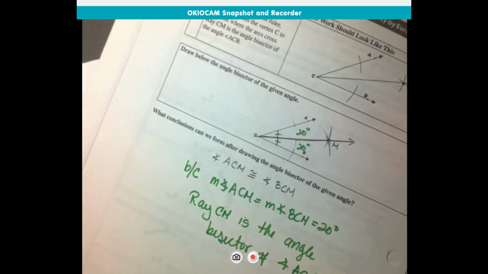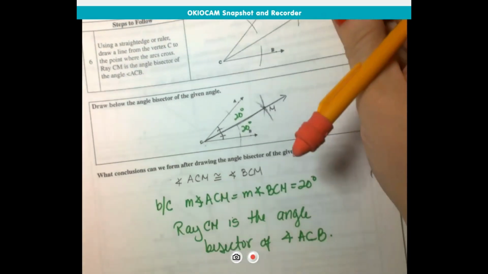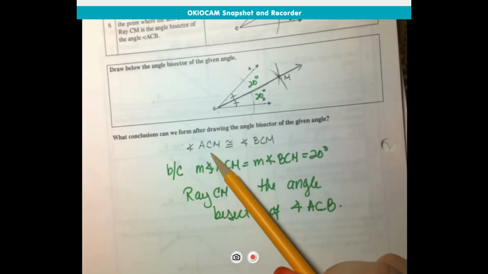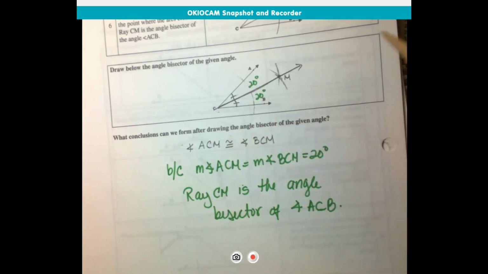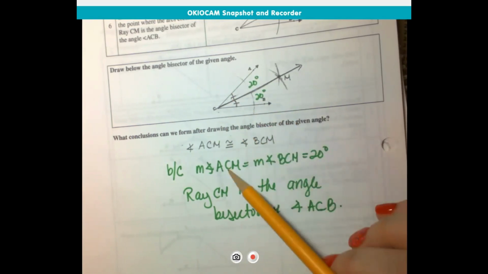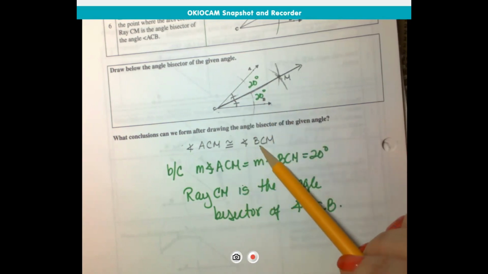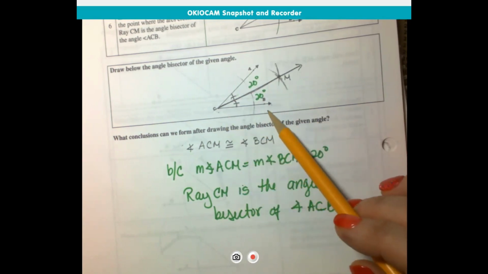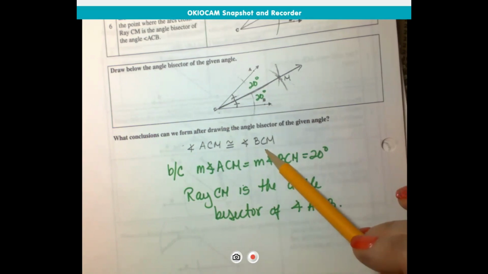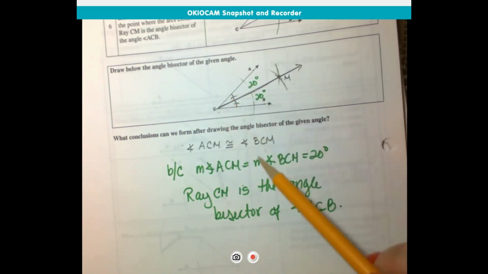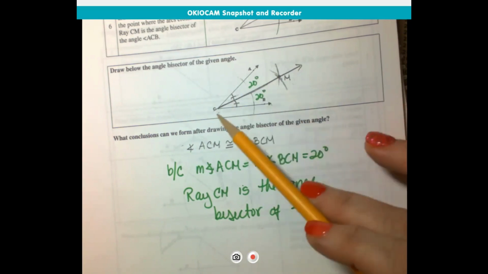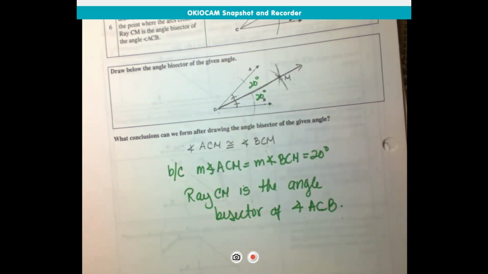And then what you need to conclude in that one, let me show you the conclusion. This is the conclusion. We said that angle ACM, which is this little piece that I actually measured with a protractor, though you don't have to measure with a protractor, that angle ACM is congruent to angle BCM. And that the ray, because this is a ray, not a line, ray CM is the angle bisector of angle ACB. So that's what you need to write in that one.